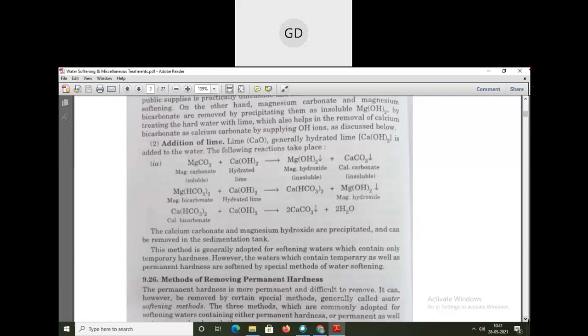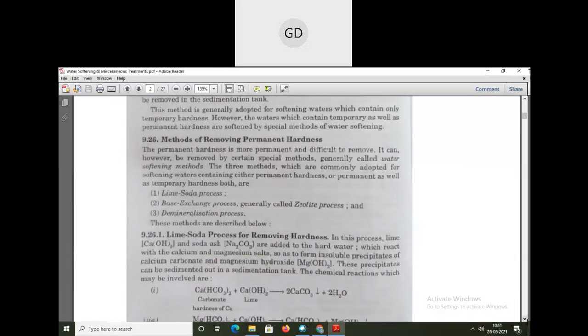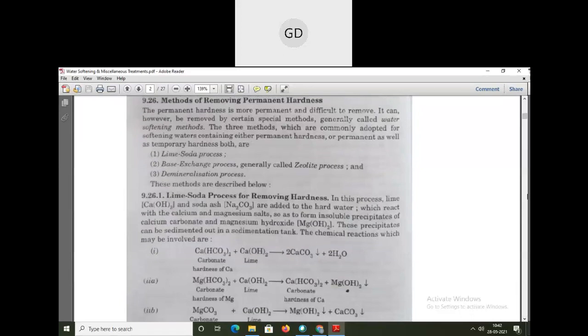Okay, so now coming to what are the methods for removing the permanent hardness. If you can remove the temporary hardness, there might be some ways to remove the permanent hardness also.